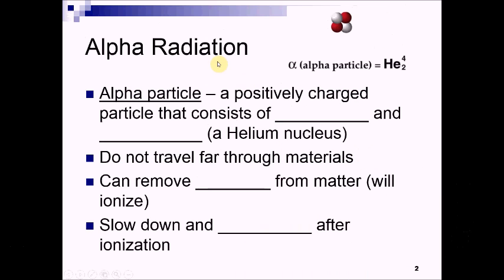So a little bit more about alpha radiation. We just said an alpha particle is 2 protons and 2 neutrons. So since 2 protons and 2 neutrons are what make up a helium nucleus, an alpha particle is often represented with the He isotope symbol, 4 on the top for mass and 2 on the bottom for number of protons. Alpha radiation, since this is a fairly big particle as far as radiation is concerned, won't travel far through materials, but they can ionize matter. They can remove electrons from matter because, of course, they are positively charged, so they would want to strip electrons from something.